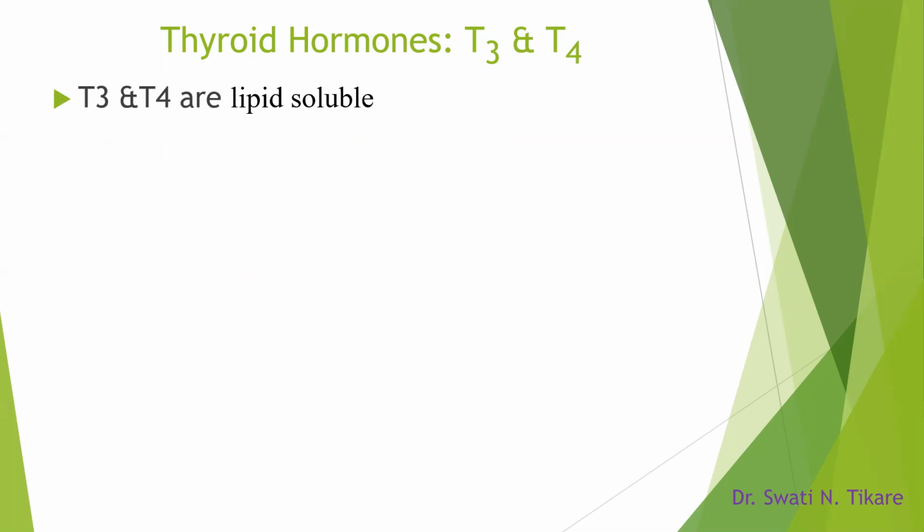Next, some more factors about T3, T4. So already you know T3, T4 are lipid soluble. Coming to the thyroid binding proteins. So we said that 99% and more are bound to the proteins. They are in bound form. So which are these proteins to which they bind? So there are three proteins to which the T3 and T4 hormones bind.